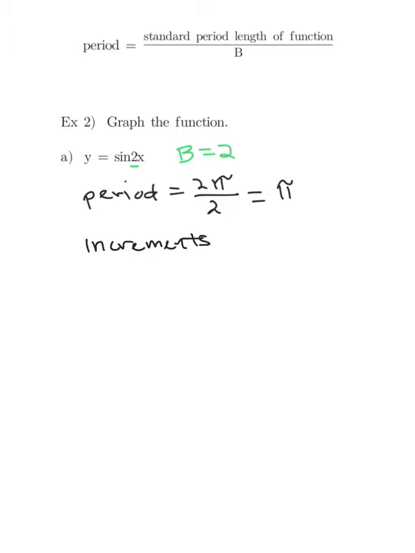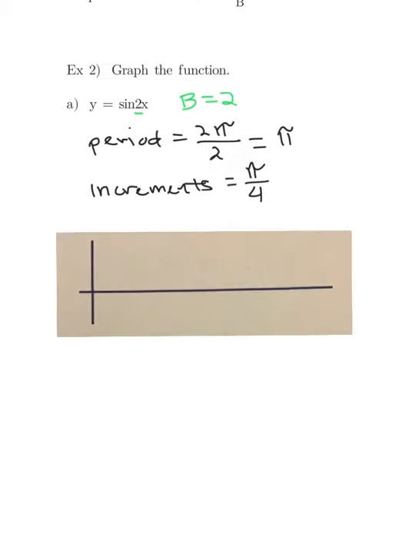To find the increments, you always take the period length that you just came up with, in this case it was pi, and divide it by 4. So for the function that we need to graph now, our increments are pi over 4. We did not have an a on this problem. There was no number out front. So our amplitude is the basic 1. Our period is pi, and we said that the increments are pi over 4. That tells us what we need to count by.